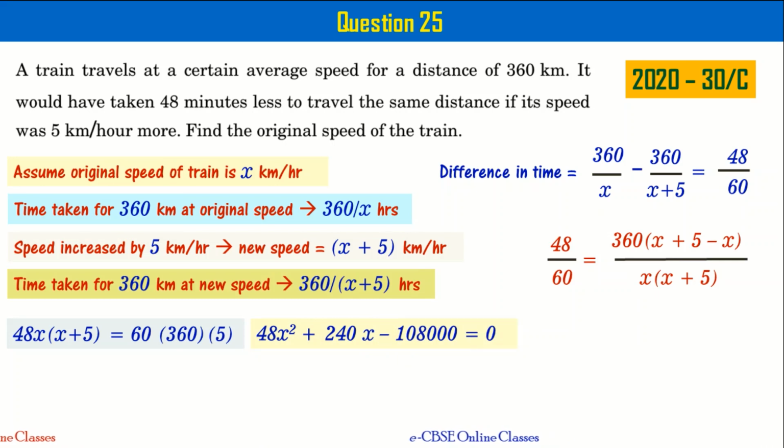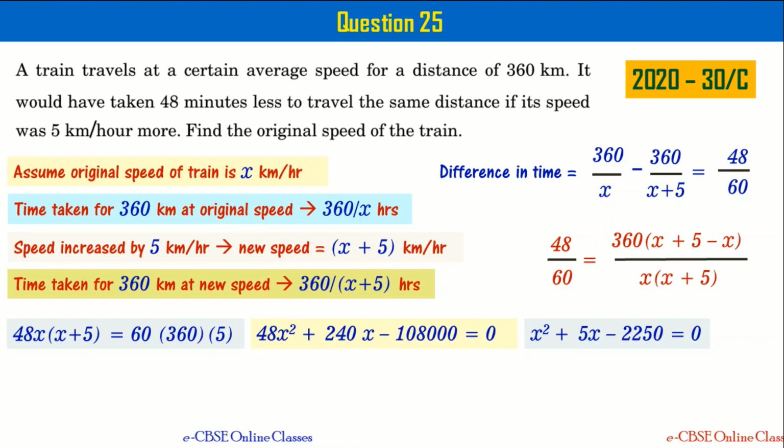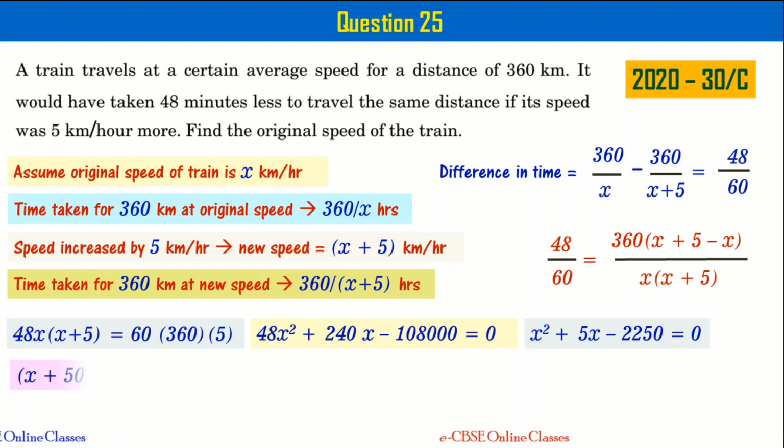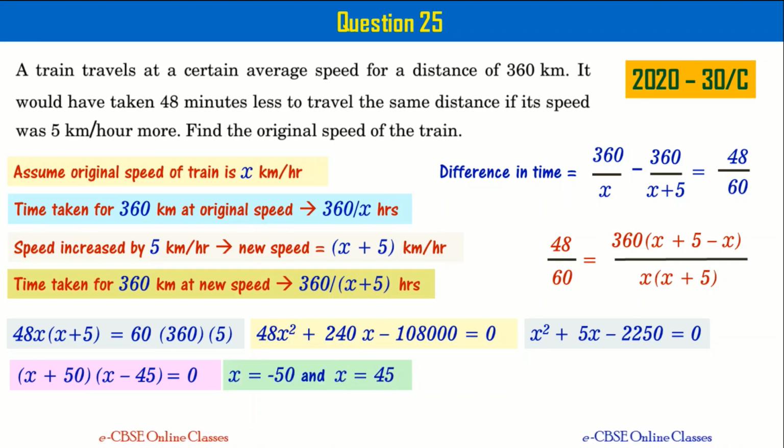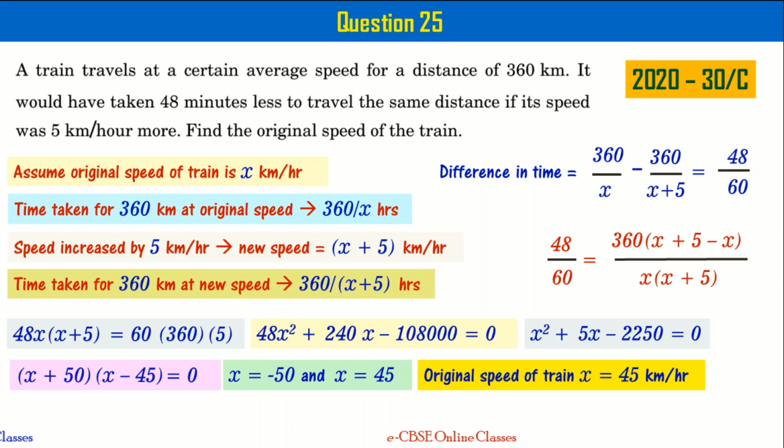You simplify this expression such that you get a quadratic equation, that is x square plus 5x minus 2250 equal to 0. When you solve this, you get x plus 50 times x minus 45 equal to 0. It means x equal to minus 50 and x equal to 45 are the roots for the given equation. Time cannot be a negative number, so x equal to minus 50 is not applicable here. We can use x equal to 45 to answer the question. So original speed of the train is 45 kilometers per hour.